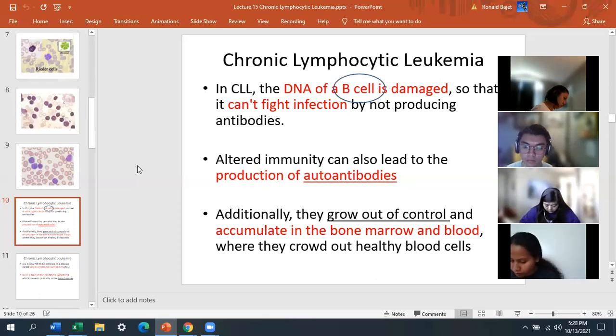Okay. Altered immunity can lead to the production of autoantibodies. So you have altered immunity here, obviously, because you're not going to be producing antibodies, because B cells produce plasma cells, which produce antibodies, if you can remember that. But altered immunity can lead to the production of autoantibodies, and that's not supposed to happen. These cells grow out of control and accumulate in the bone marrow and the blood, where they crowd out the healthy blood cells. And that's the hallmark characteristic of a leukemia cell. It displaces or crowds out the healthy blood cells, okay?